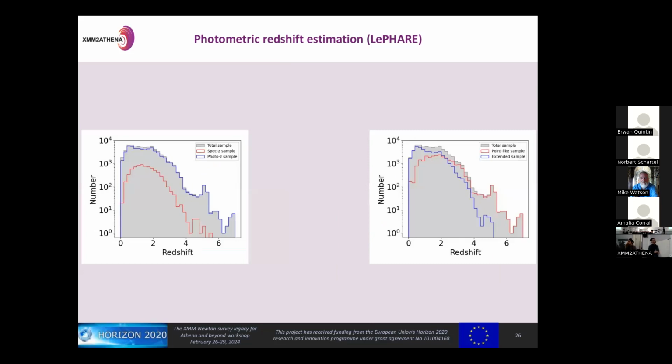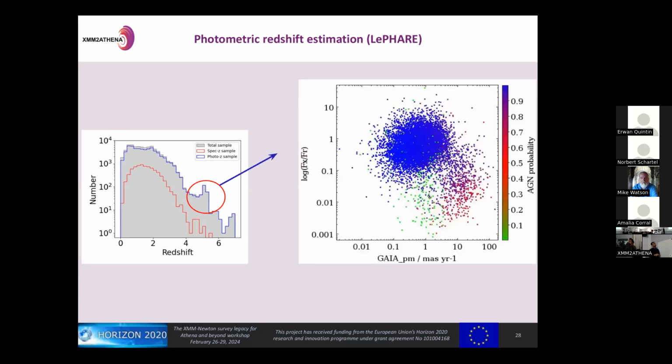So here is the distribution of the redshift. On the left, the red and blue is the spec Z and photo Z distribution. On the right, it's just the point-like and extended sources. And the first thing we notice is this bump here at redshift 5, which we checked a lot. And at the end, we realized that these are actually stars.